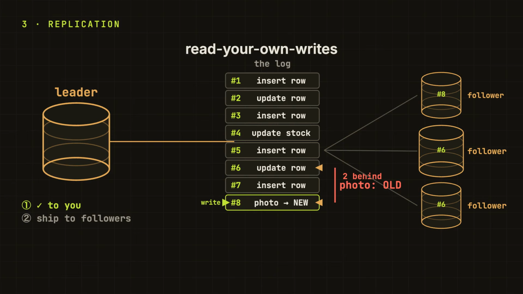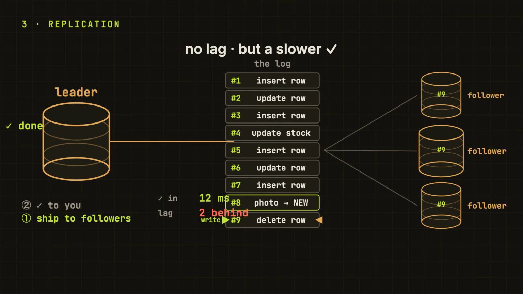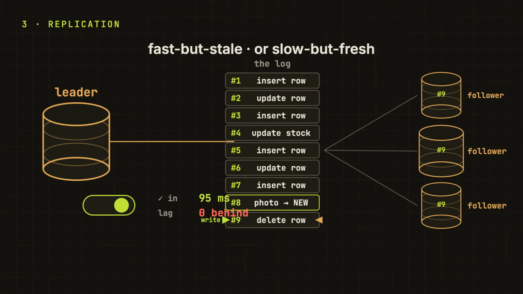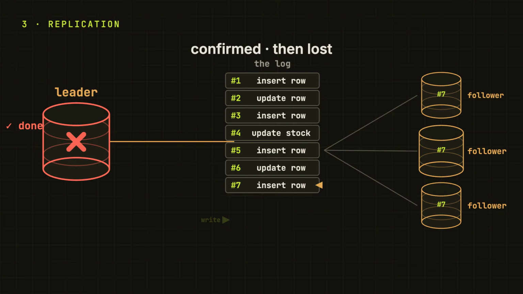The alternative, synchronous replication. Wait for the followers before confirming. So no lag, but slower writes. Fast but stale, or slow but fresh. That trade off is the whole thing. And one more real risk with asynchronous replication, if the leader dies before it has copied its last few writes to the followers, those writes, which it already confirmed to the user, can simply be lost in the failover. So, failover is not entirely free either.